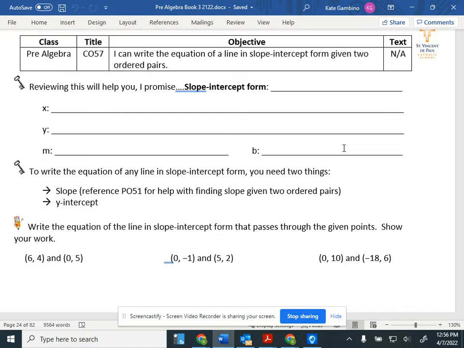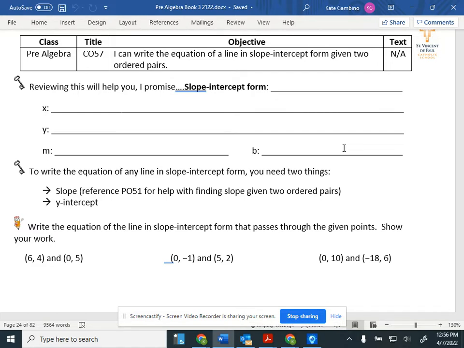Today we are doing CO57. I can write the equation of a line in slope-intercept form given two ordered pairs. So we're doing the same slope-intercept form. It is that important that we know the slope-intercept form. We're just going to find it in a different way. We did it with the graph. We did it with the standard form equation. Lots of different ways to find that slope-intercept form. Now we're going to be doing it with our two ordered pairs.